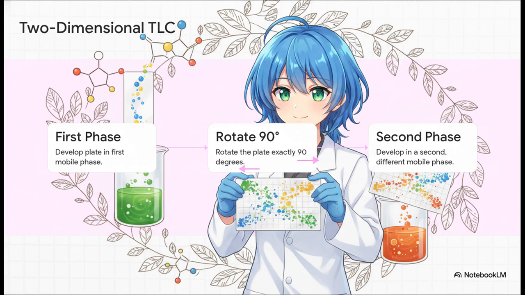Then, and here's the genius part, you take it out, let it dry, rotate the entire plate exactly 90 degrees, and run it again in a completely different solvent system. You're hitting those molecules with 2 totally different separation mechanisms, say polarity first, then hydrophobicity. The result is a highly resolved, 2-dimensional coordinate grid that scatters your complex mixture beautifully across the entire plate.